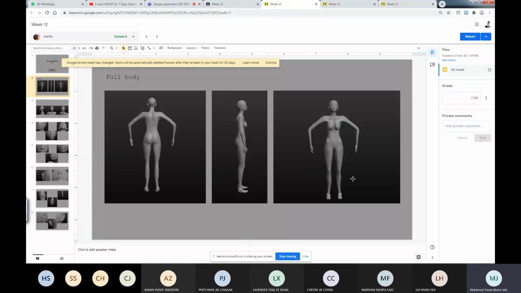I like this one there, right? Okay. Like this is Mariam, is it?